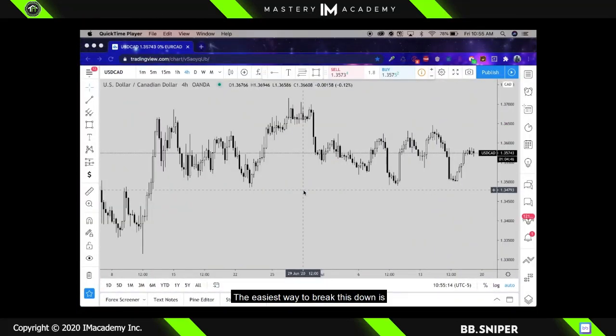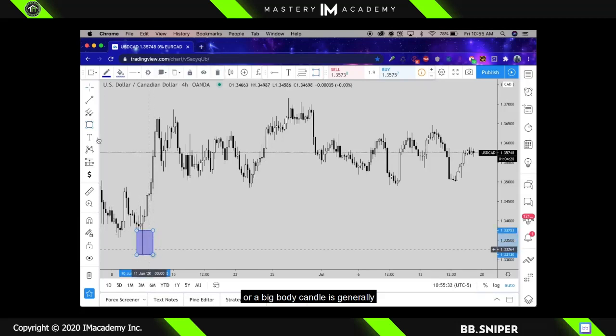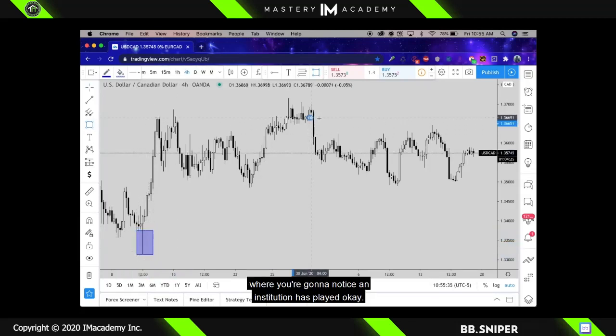The easiest way to break this down is an institutional candle is going to be anywhere in the market where an institution has played, okay? So we know that institutions play with large amounts of volume. So generally on the higher time frames, anywhere you can identify a wick or a big bodied candle is generally where you're going to notice that an institution has played, okay? This is where a large amount of volume has moved in the market, causing the price action that you see.